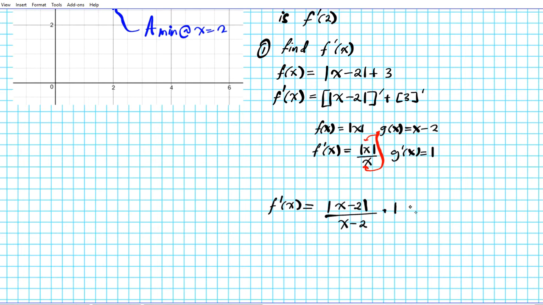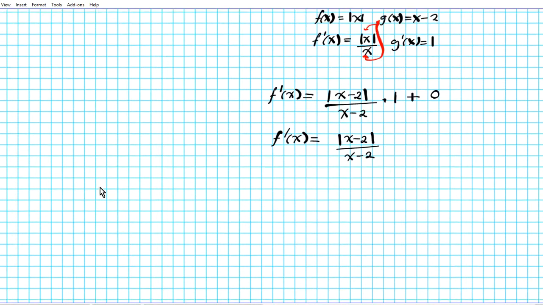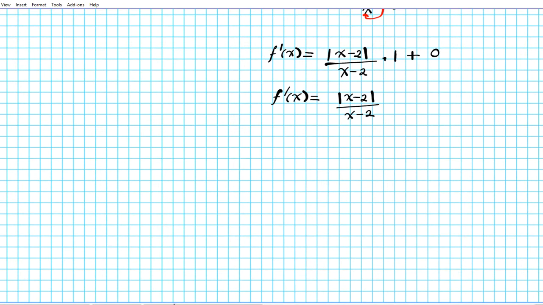Now what's the derivative of 3? The instantaneous rate of change of a constant function is 0. Okay? So we have our derivative. We have part 1 completed, which is just the absolute value of x minus 2 over x minus 2. You can write it as x minus 2 over the absolute value of x minus 2, which is still the same thing. Alright, to finish things up, we're going to evaluate that derivative at the specified extremum.